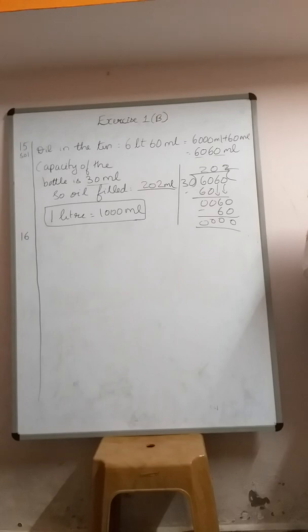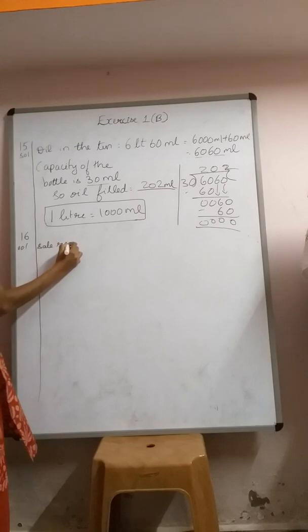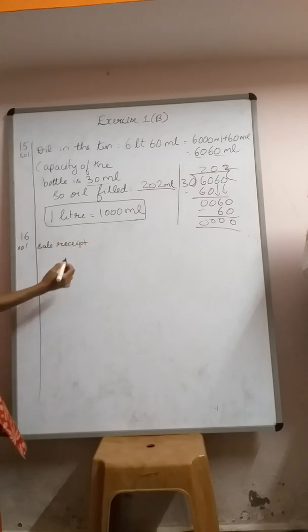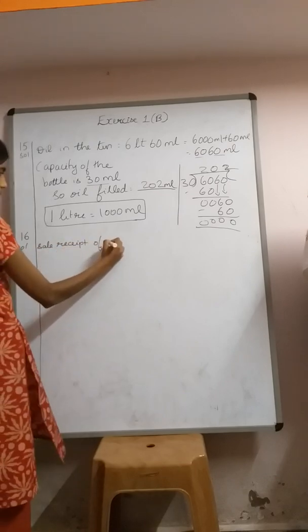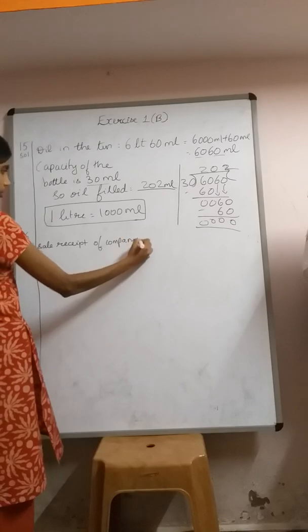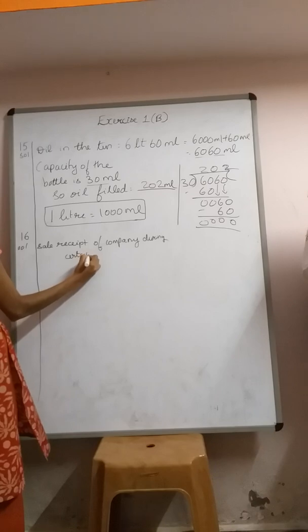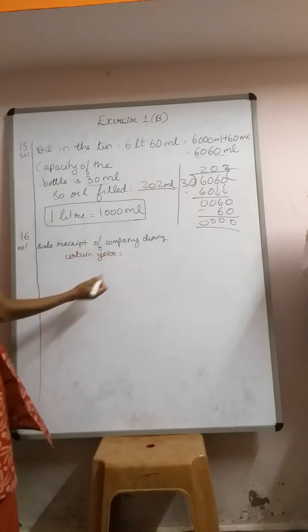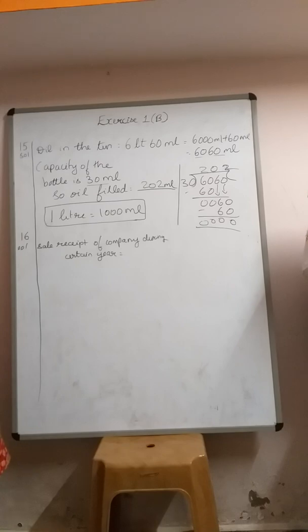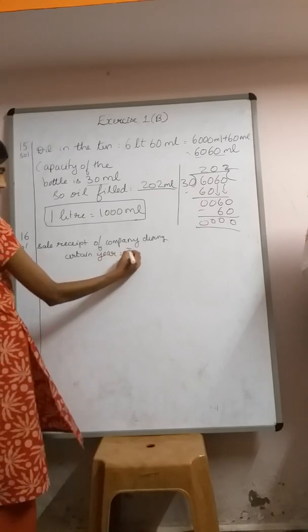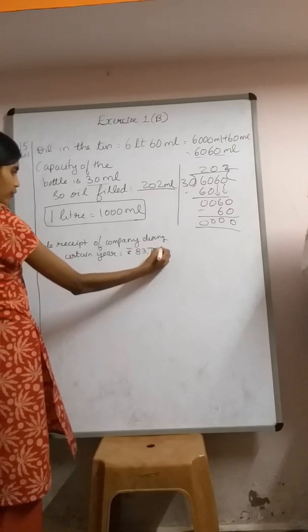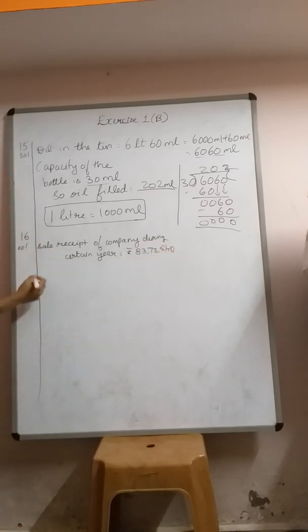Okay. Now let us write the solution. Sale receipt of company during the certain year equals to rupees 83,73,540. Yes. Okay.